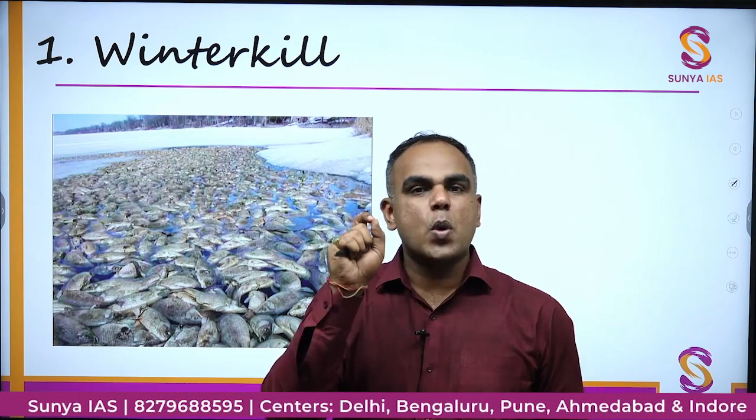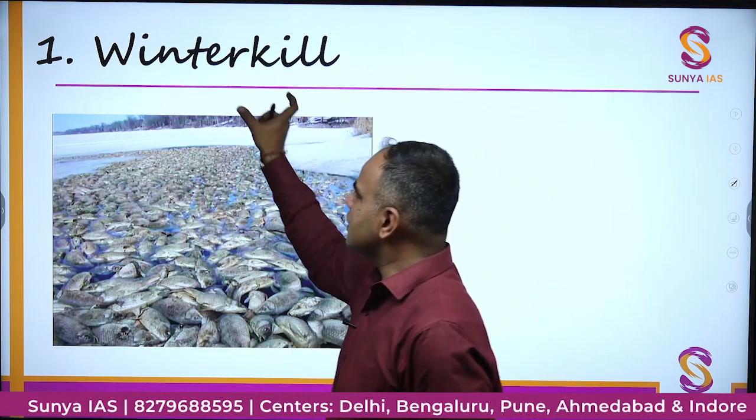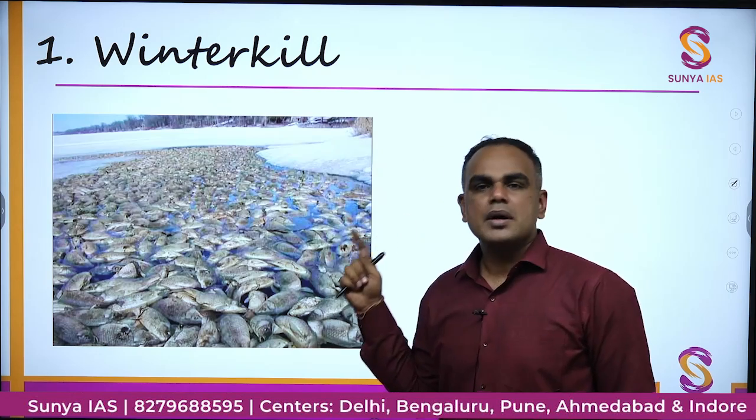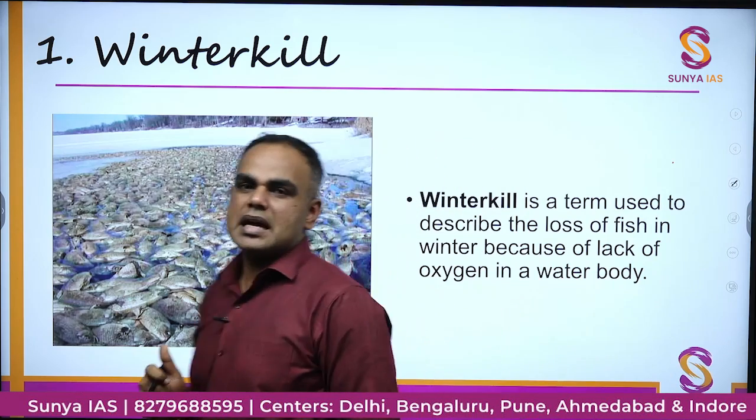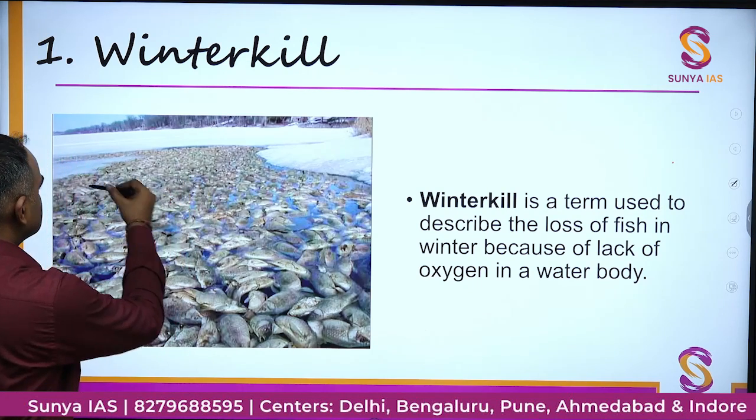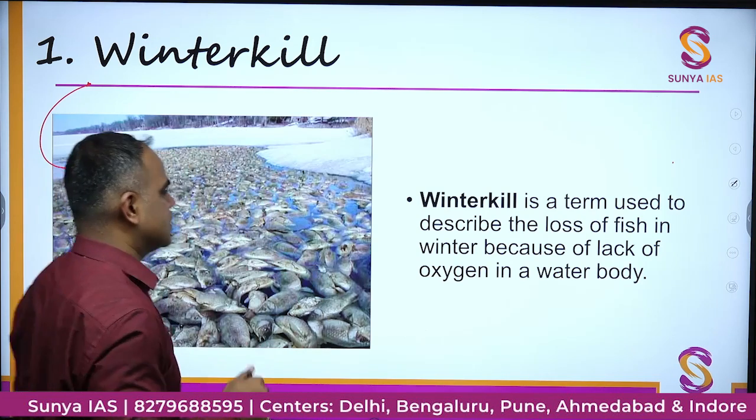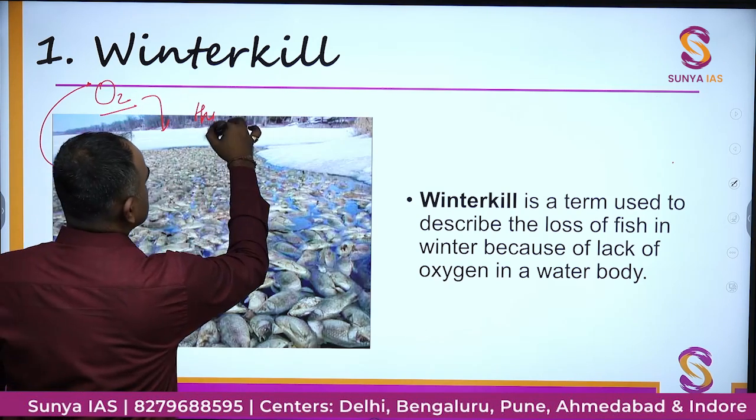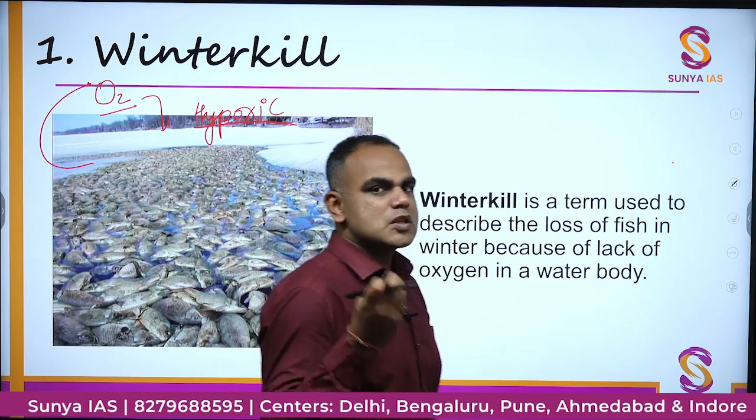The first term is Winterkill. If you try to break this term down, you can understand that there is winter and then there is kill. What it simply means, and as you can see from the image, is that in winter kill a lot of the fishes die. It is a loss of fish in the winters, because in the winters, especially in lakes or water bodies, there is a lack of oxygen. Because of that, the lake is hypoxic. Hypoxic means less oxygen, which does not give enough oxygen.